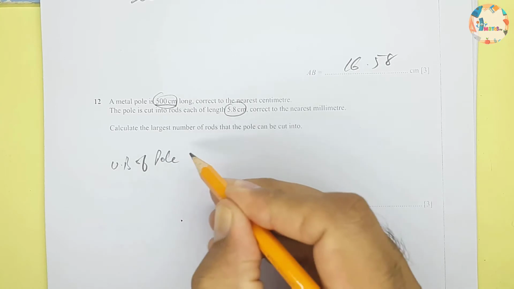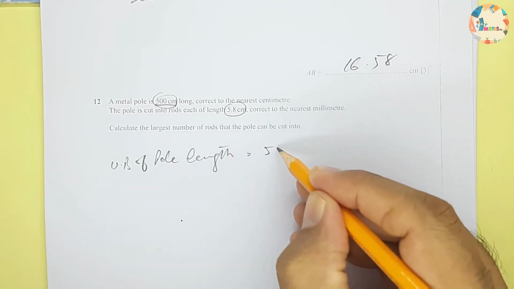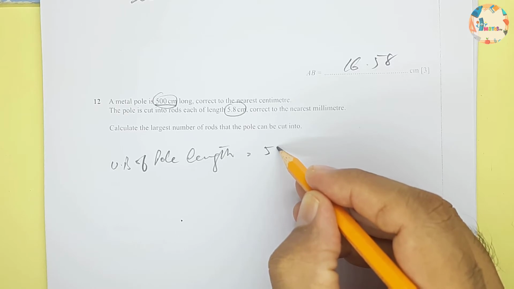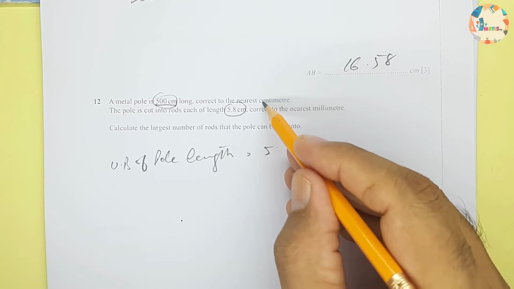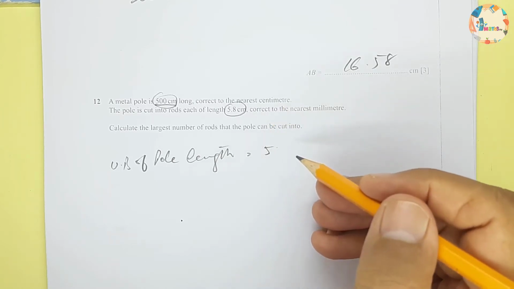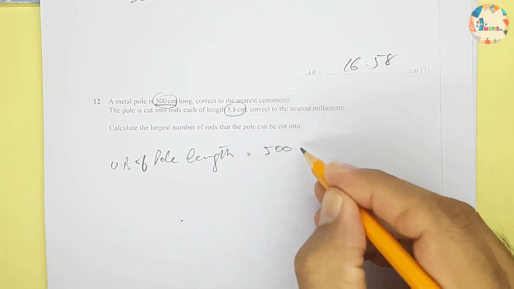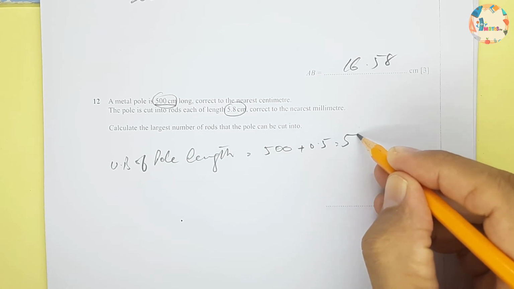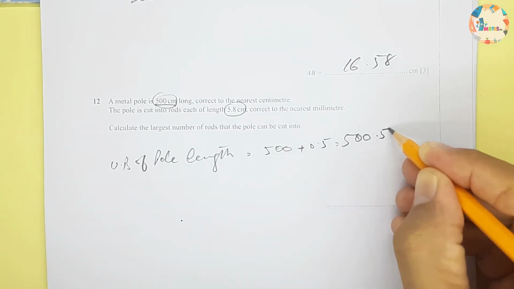So the upper bound of the pole length will be equal to 500 and... Basically we will be taking the nearest centimeter, so half a centimeter we will be adding to and subtracting from this one. So 500 plus 0.5, so this will be equal to 500.5.